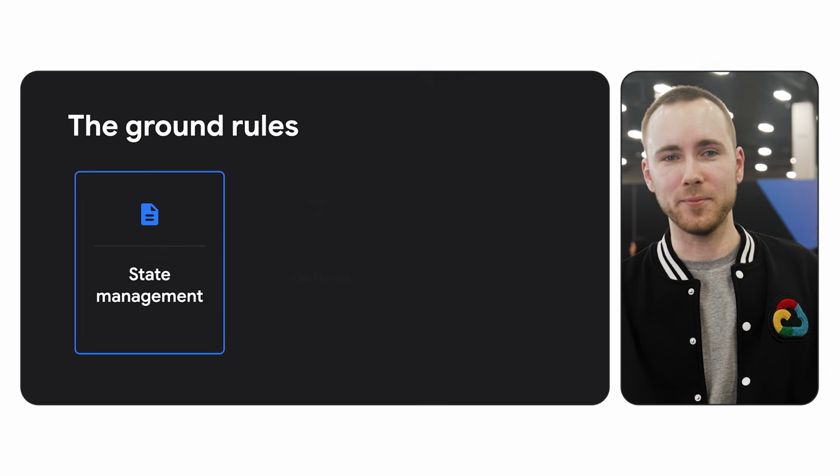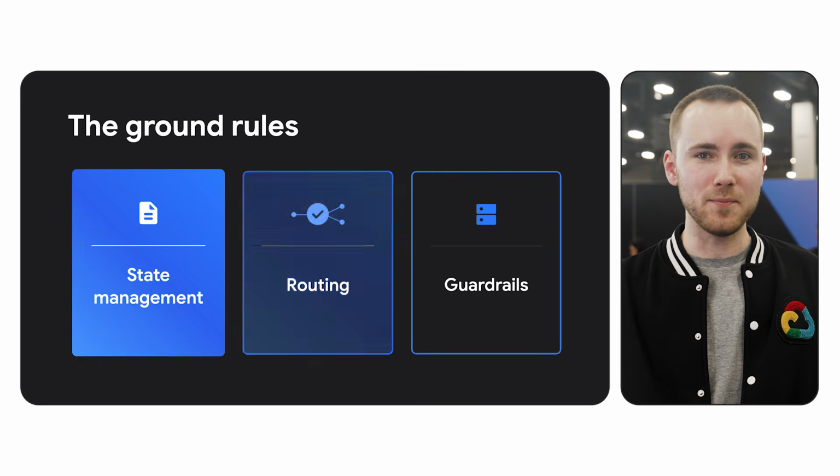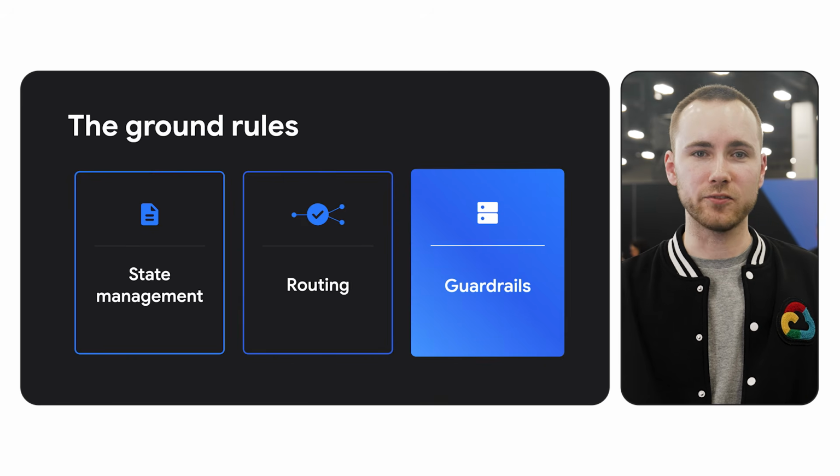So let's recap. Remember, building reliable agents is about state management, routing, and guardrails. And by using ADK, I built a modular pipeline that handles complex logic, checks on its own work, scales without blowing up the budget, and deploys instantly.